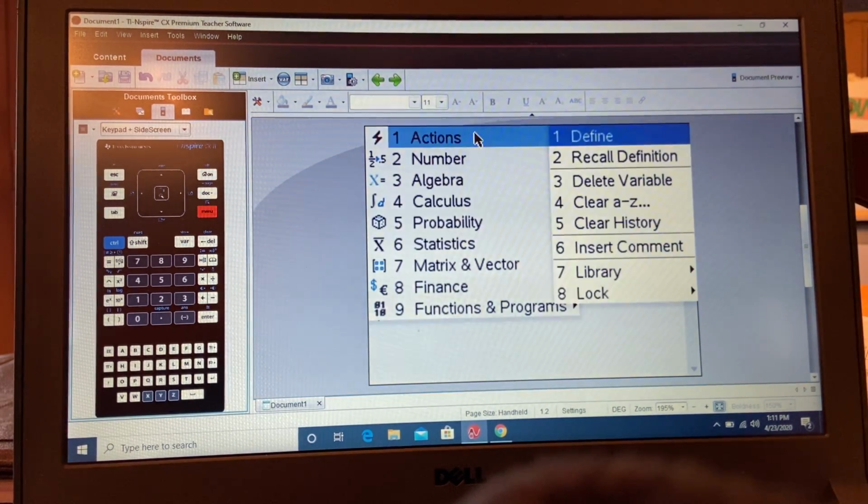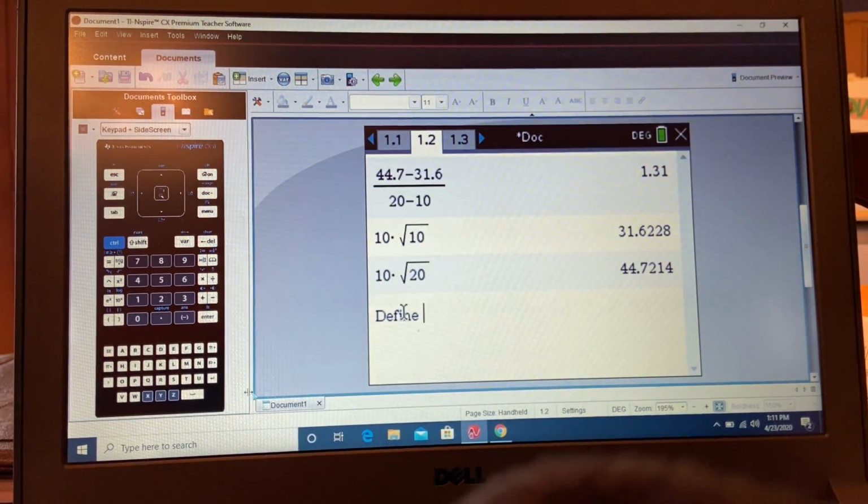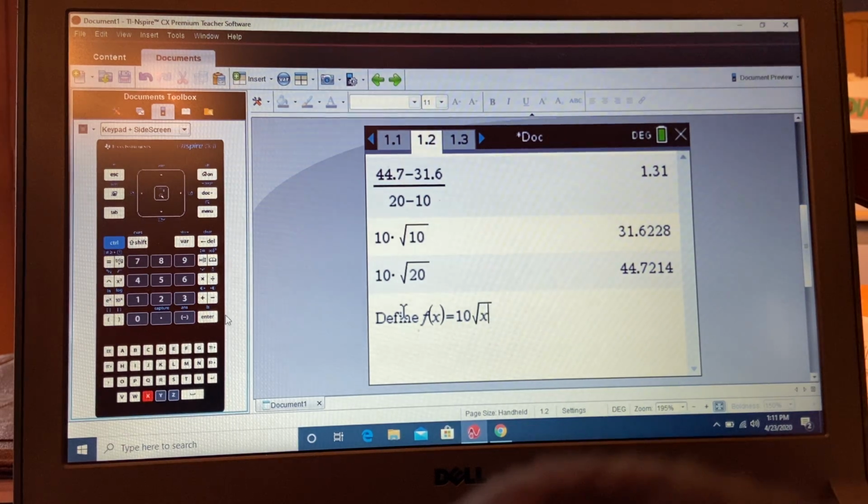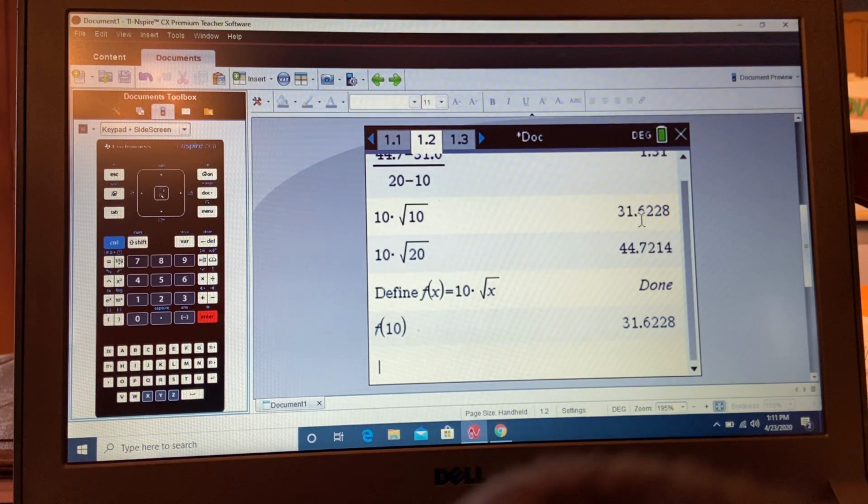You can go to Menu, Actions, Define, and say f of x equals 10 square root of x, and enter. And then we want to know what f of 10 is. And there's my 31.6. So it doesn't matter how you do it, but the first thing you have to do is substitute your x values in and find the y's, okay?